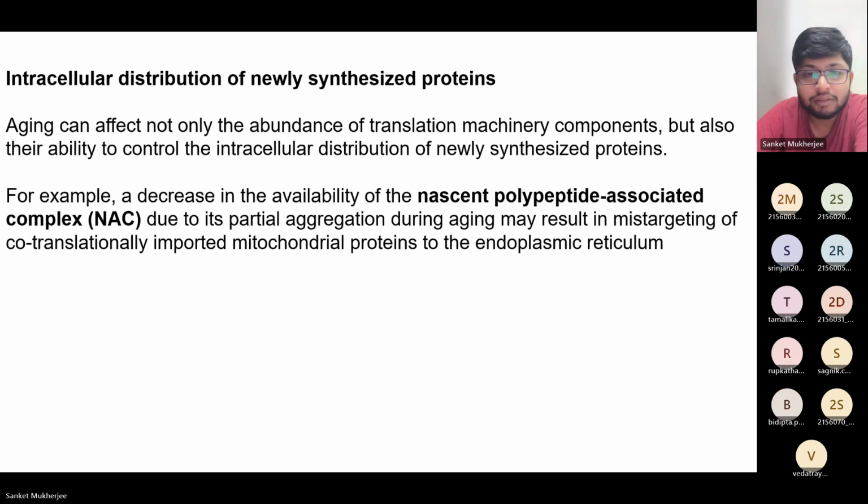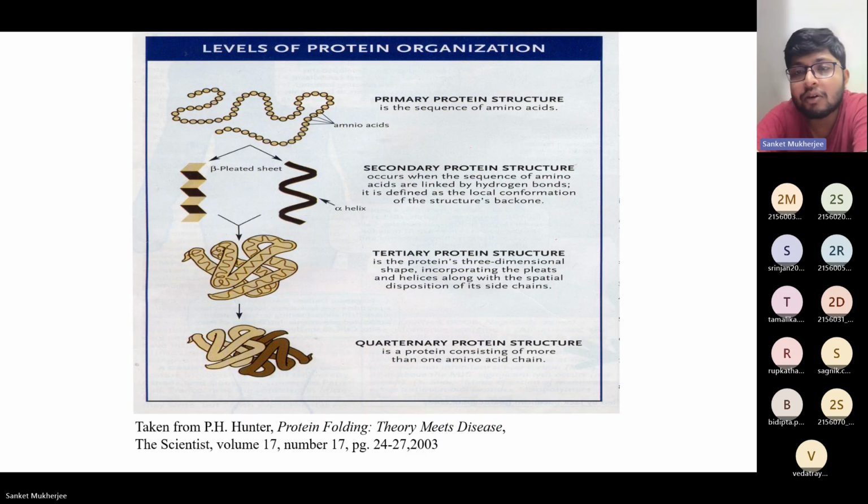Yes. Anyway, let's move forward. What do we have? This is how a protein is organized. There is primary structure, secondary structure, tertiary structure, and quaternary structure. These are important, the different levels of protein organization. So how do these happen?